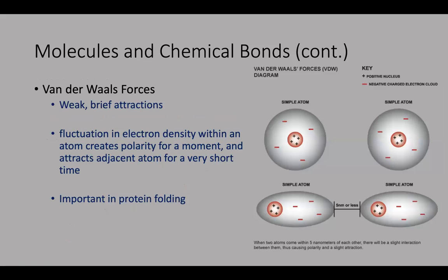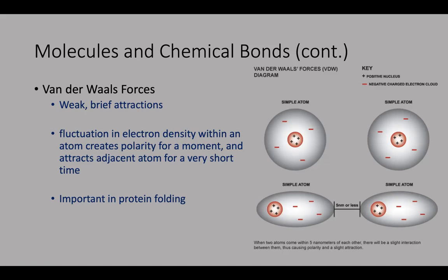The final bond, I won't spend much time on and it won't really come up again. This is called van der Waals forces. These are really weak and very brief, so they're constantly changing, even more so than hydrogen bonds. They are important in protein folding. So we have hydrogen bonds in proteins. We also have these van der Waals forces, which create the shape of the protein, and the shape of a protein matters in its functionality.